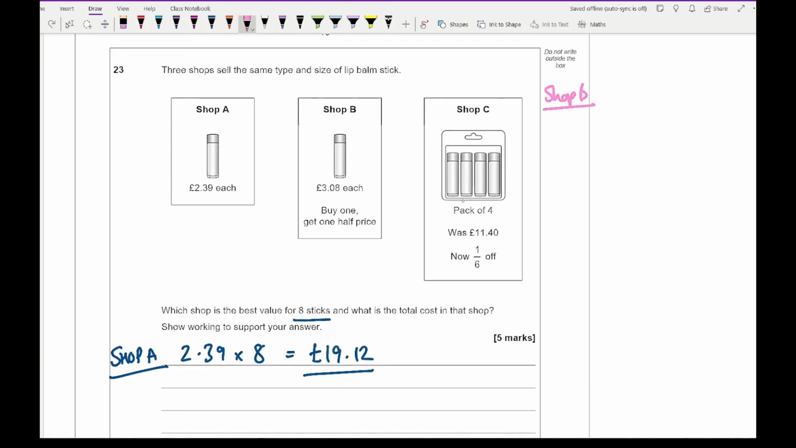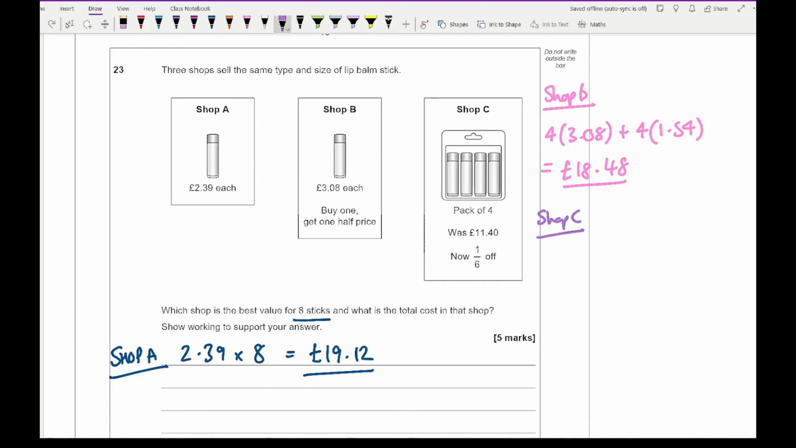Well, for shop B, the offer is buy 1 and get 1 half price. So I'm going to buy 4 lip balms at full price, and I'm going to buy 4 at half price, which is £1.54. And again, if I type that all into my calculator, I get an answer of £18.48.